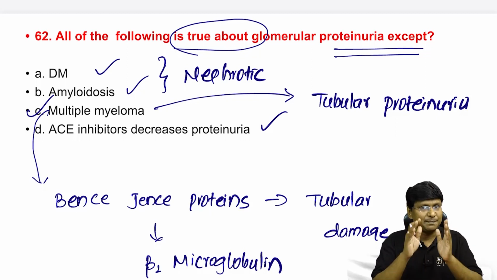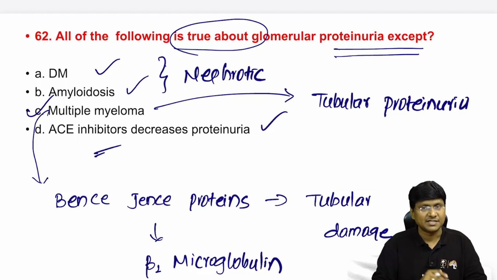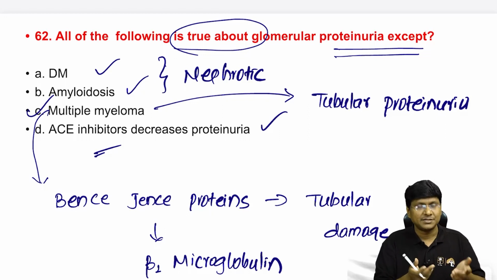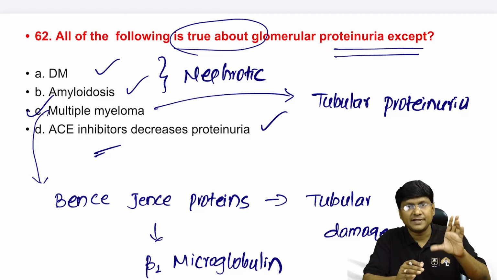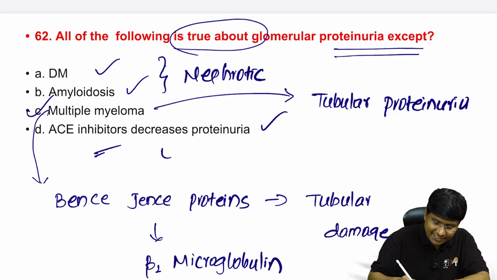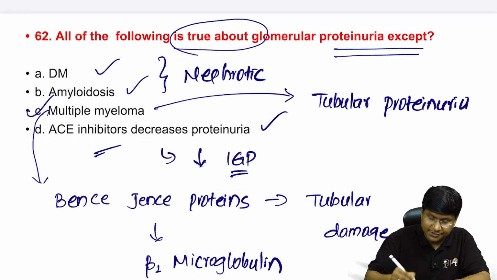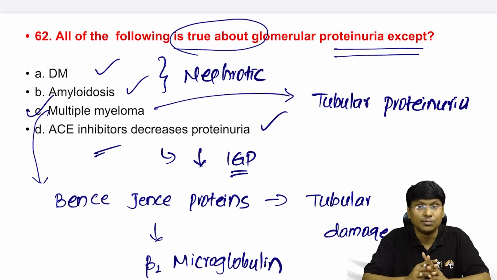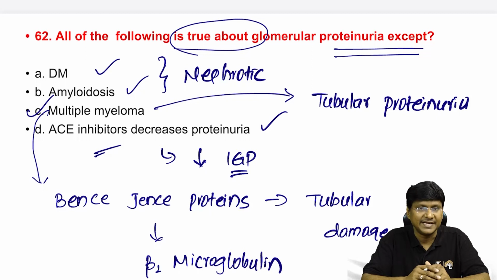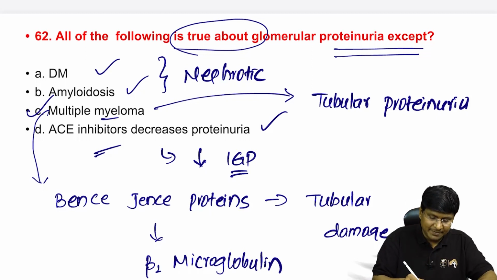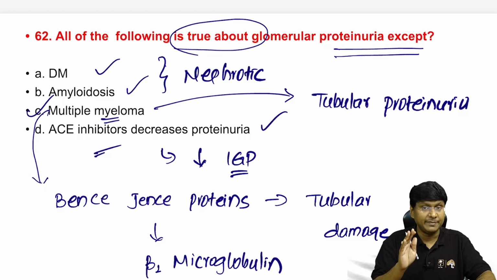And this proteinuria, please remember, whenever you give ACE inhibitors, the proteinuria of diabetic origin or of nephrotic syndrome decreases. So what is the mechanism of action? These ACE inhibitors cause dilatation of the efferent arterioles. By causing dilatation of the efferent arterioles, the ACE inhibitors reduce the intraglomerular pressure. Thereby, there will be reduction in the proteinuria whenever you give ACE inhibitors. Okay. So multiple myeloma will not cause glomerular proteinuria, it will be tubular proteinuria.